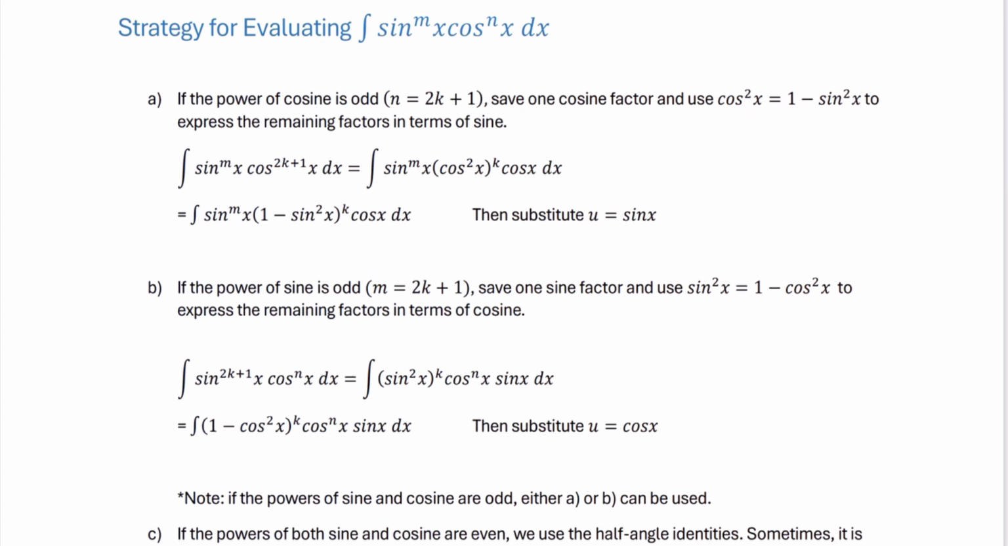Part B. If the power of sine is odd, we'll save one sine factor and use the identity to express the remaining factors in terms of cosine. Again, we will use a u substitution. This time, u is cosine x. Note that if both powers of cosine and sine are odd, either method A or B can be used.